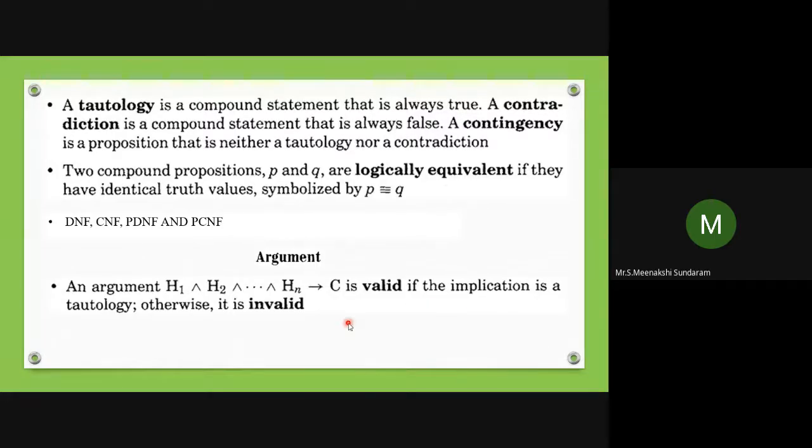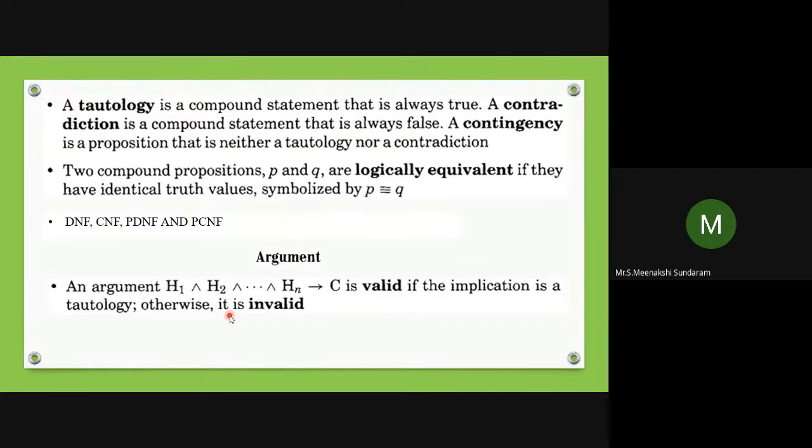Also DNF, disjunctive normal form: inside the bracket, the conjunction symbol comes, and outside the bracket, disjunction. Conjunctive normal form: inside the bracket, disjunction, and outside the bracket, conjunction. It connects simple statements to form your compound statement.